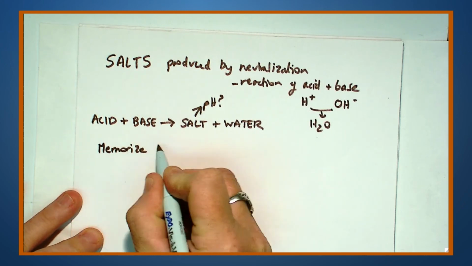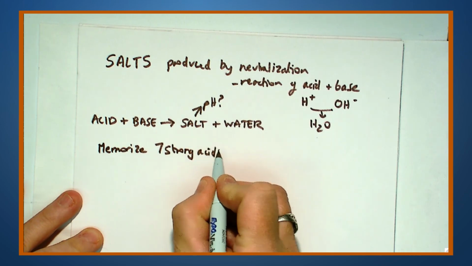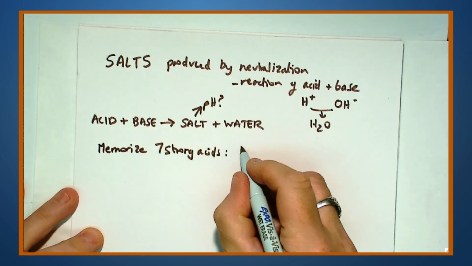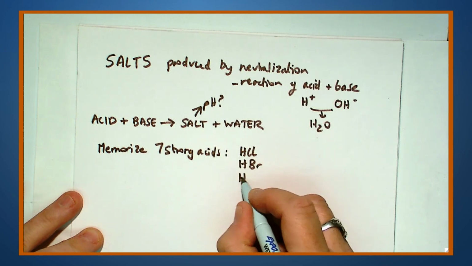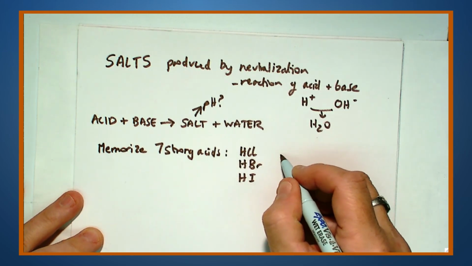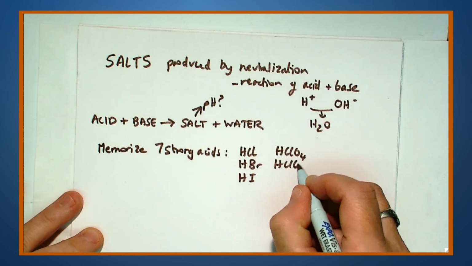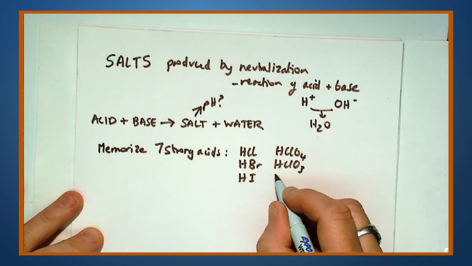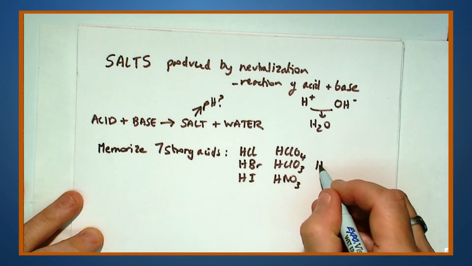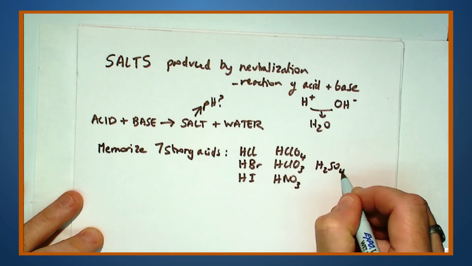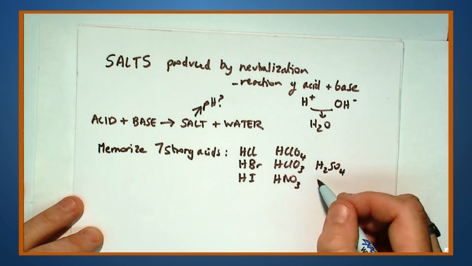Memorize the 7 strong acids. Okay, so you have your 7 strong acids. You've got hydrochloric, hydrobromic, hydroiodic. Then you've got your perchloric acid, chloric acid, and your nitric acid. And that brings us up to 6. And then, of course, we have the kind of weird one, which is sulfuric, which is diprotic. So there's your 7 strong acids.